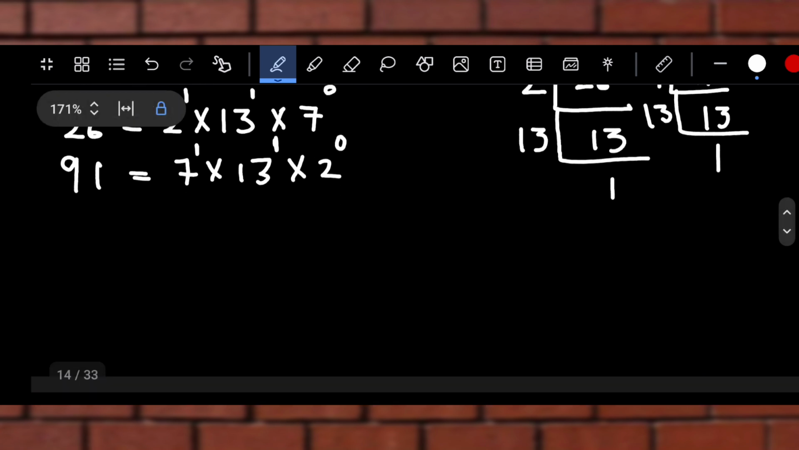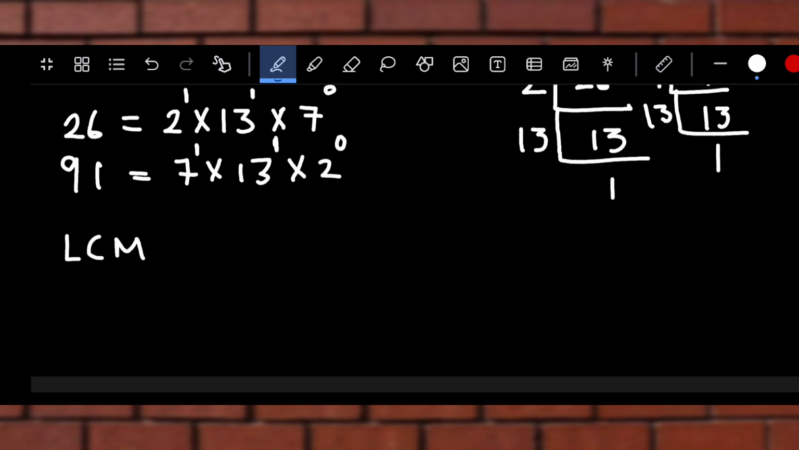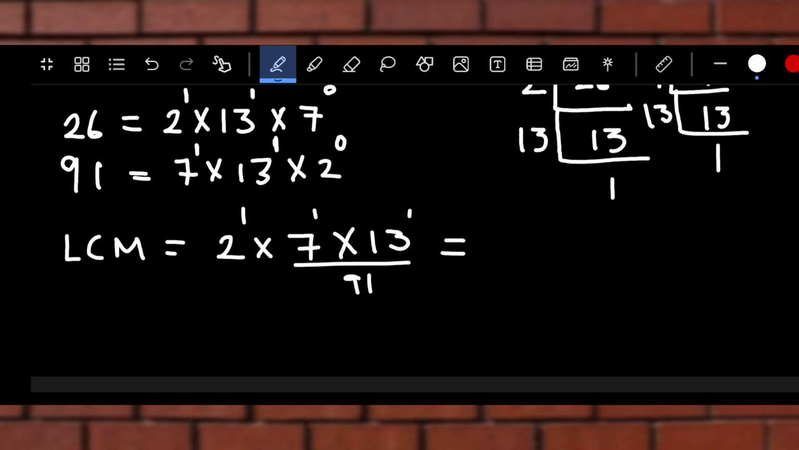Now, LCM. LCM is writing all varieties of numbers, but writing the highest power that number has. Okay. So here, highest power. In these two numbers, first I'll write all varieties of numbers, 2, 7, 13. And what are the highest powers? 1, 1, 1. So when I multiply, 7 and 13 are equal to 91. 91 into 2, I'll get 182. Okay, fine.